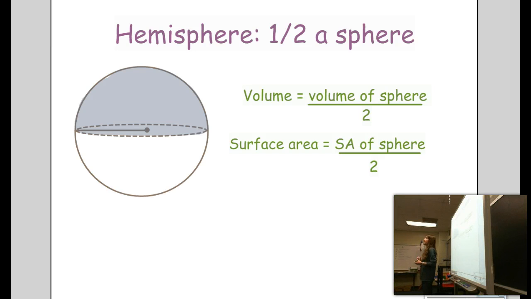A hemisphere is half a sphere. A blank is half a circle. Semicircle.